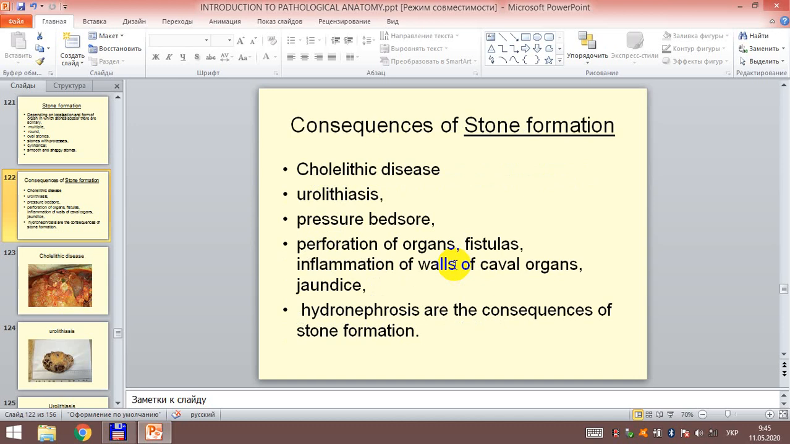Consequences of stone formation: cholelithiasis, urolithiasis, pressure bed sores, perforation of organs, fistulas, inflammation of the wall of cavernous organs, jaundice, and hydronephrosis are the consequences of stone formation.